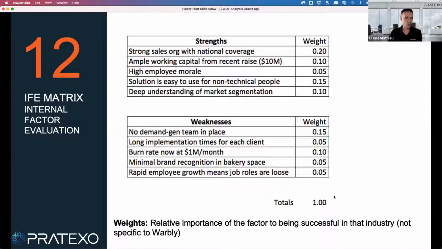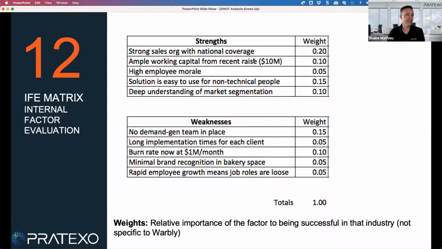It doesn't have to add up to 1.0, but if it doesn't, then you'll have to adjust for that later when you're putting these all in the spreadsheet. So to keep it simple, I normalized it so the weightings all went to 1.0. And what are the weightings? They're trying to assess the importance of that factor to being successful in that industry. So remember, this is not really about Worbly itself. It's saying, to be successful in this industry, the industry of baking solutions, baking software automation solutions in the baking industry, like we just saw.